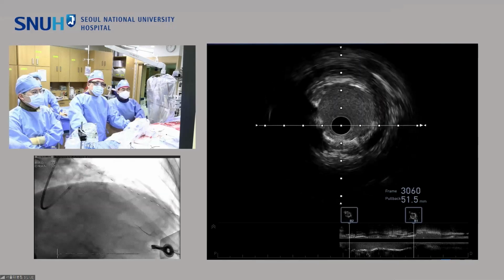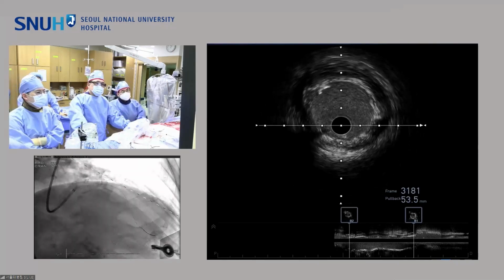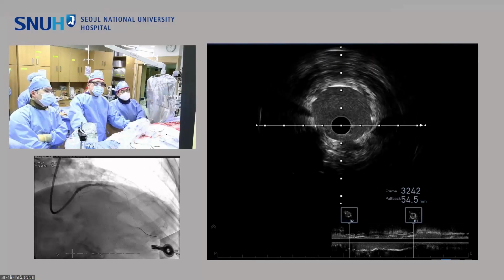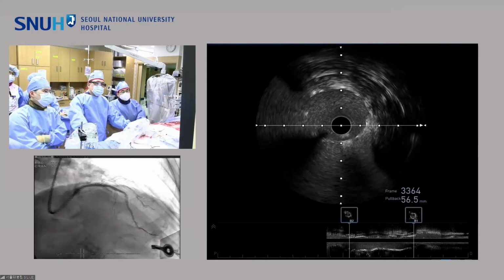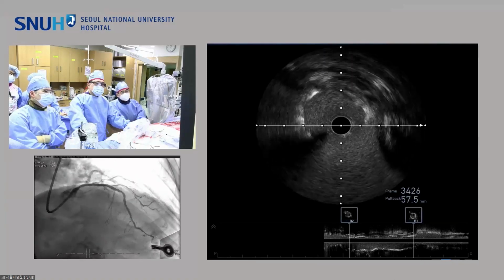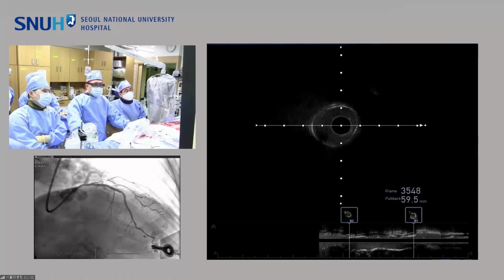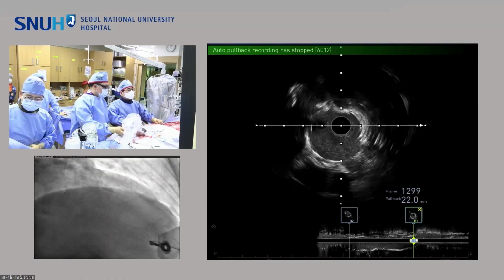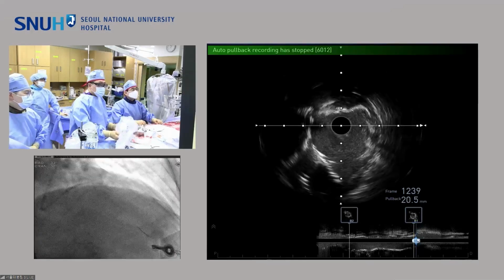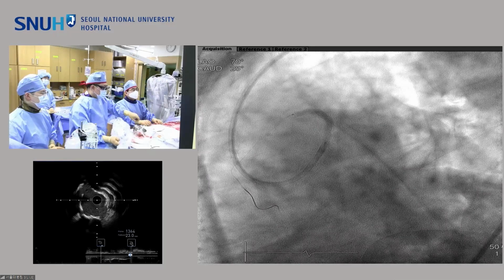Near to ostium. Just 1 or 2 strut protruded from the ostium. Very good. Very nice. So minus.